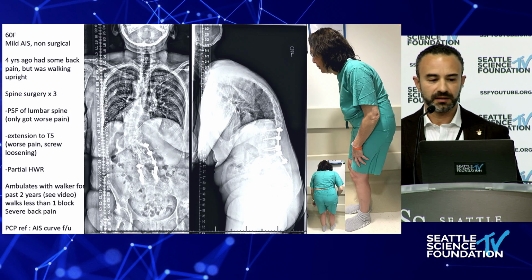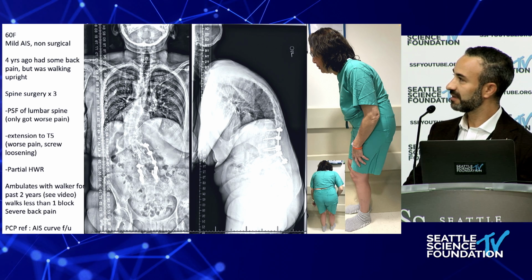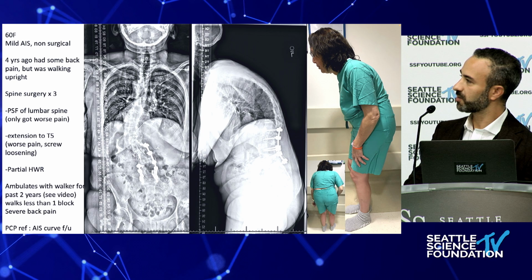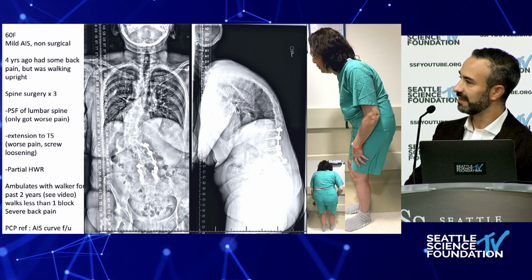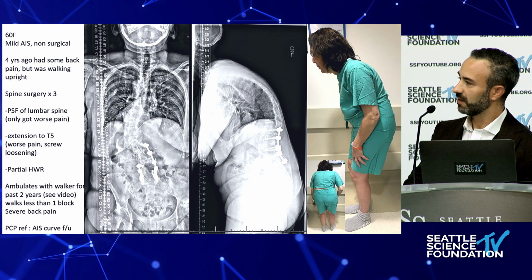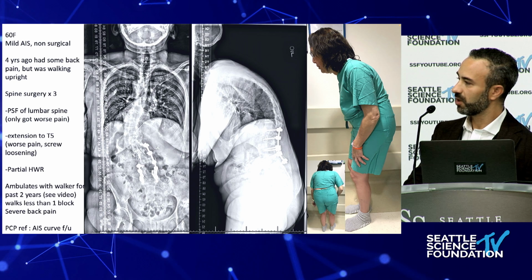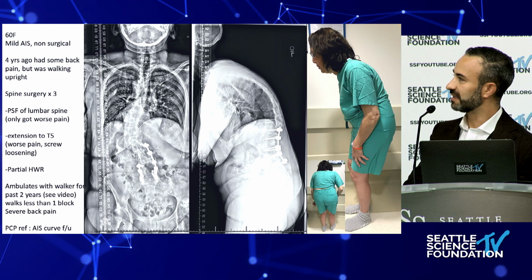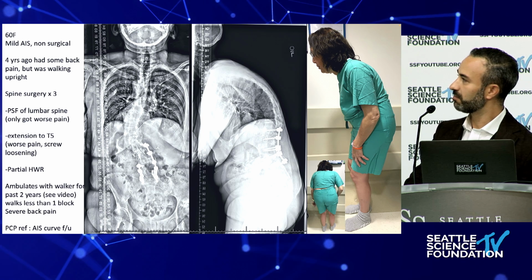So I'll start with a case. This is a 60-year-old patient that had several prior spine surgeries, was at some point extended to T5, and with partial hardware removal, presents with quite significant sagittal malalignment.